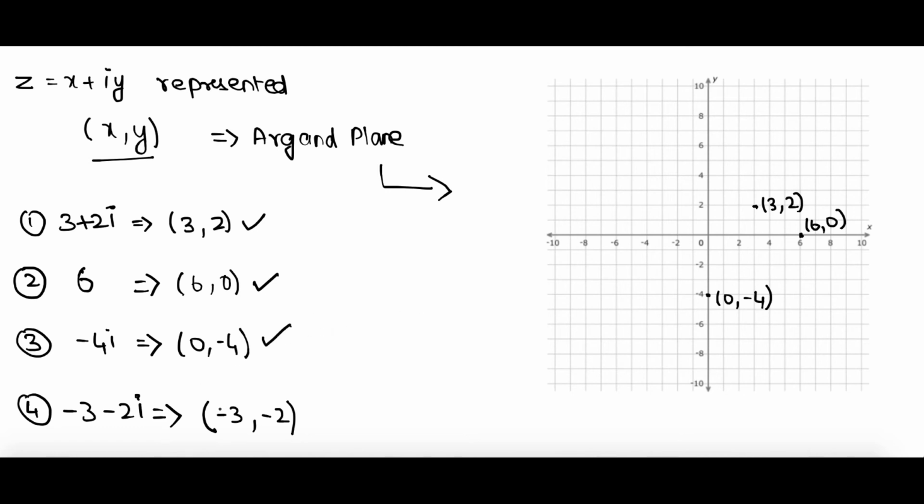For our understanding purpose, I have taken an additional example: minus 3 comma minus 2. Where is minus 3 in the x-axis? In the x-axis, minus 3 is here, between minus 2 and minus 4. And where is minus 2? Somewhere here. So this is minus 3 and minus 2. This is all about Argand's plane in complex numbers.